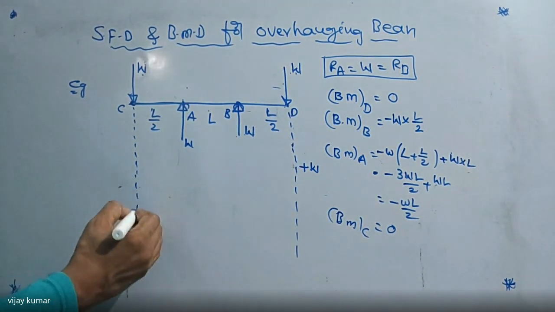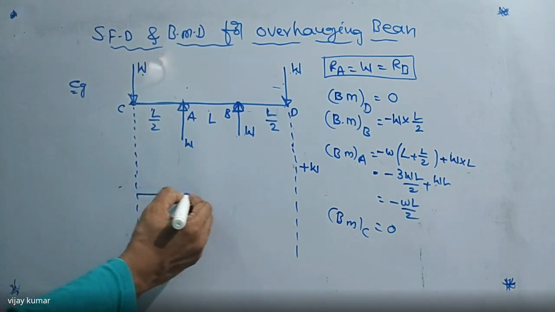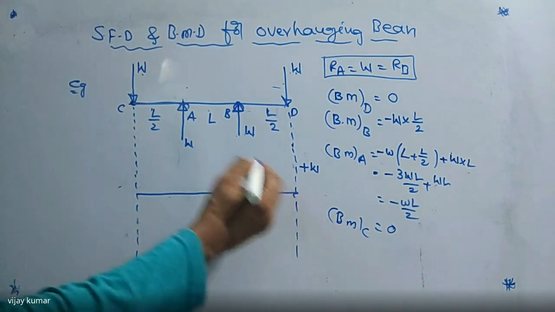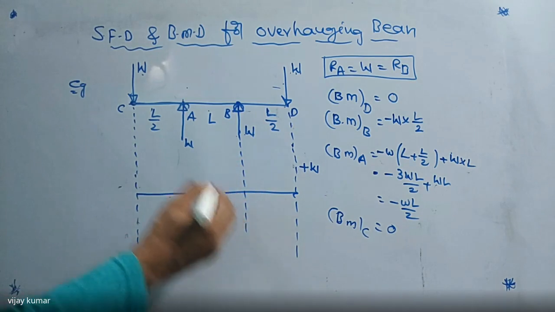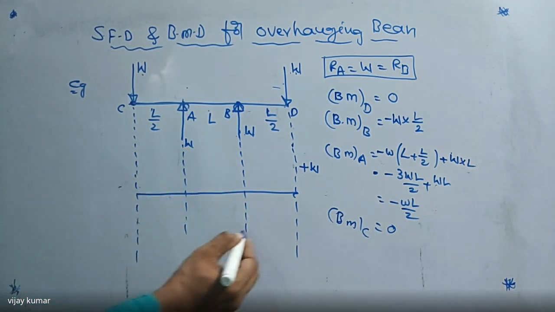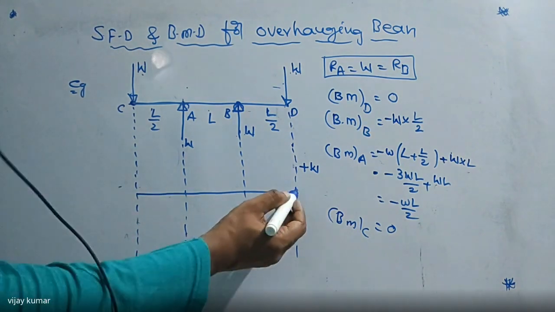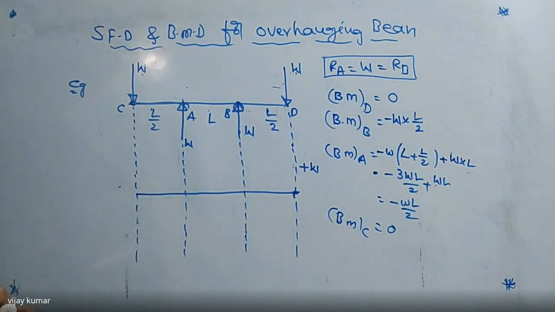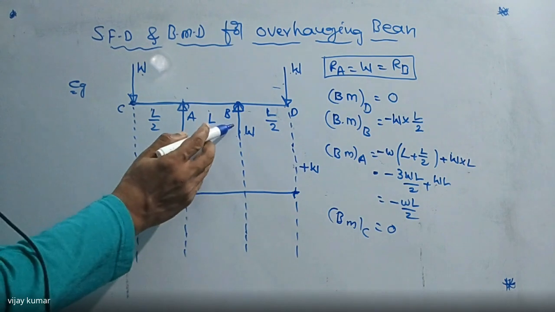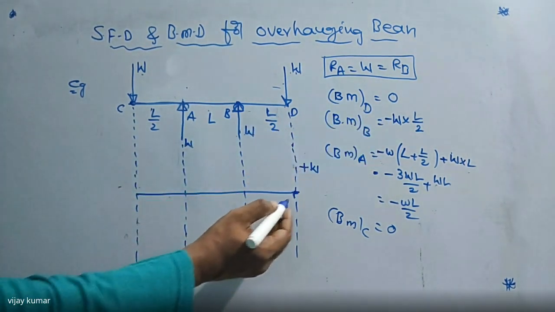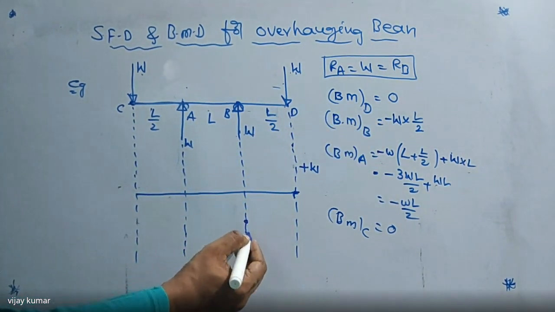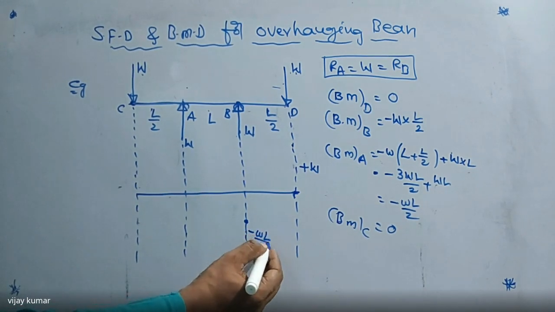So this is the bending moment diagram. Listen carefully. Now tell me, at point D bending moment is 0. Right. What is the bending moment about B now? Bending moment about B is minus WL by 2. So here I am indicating minus WL by 2.